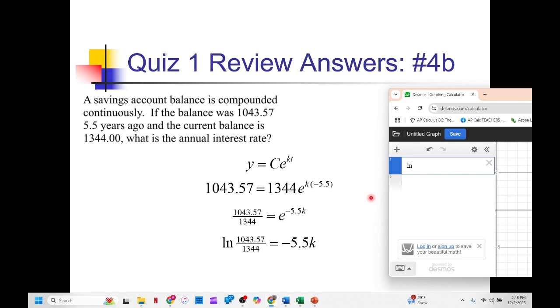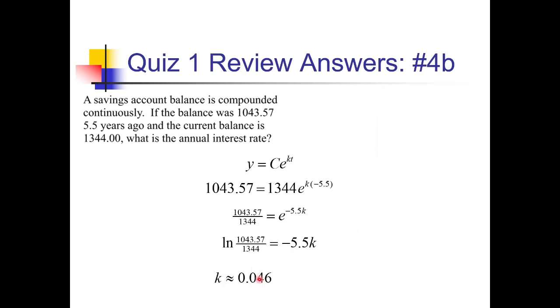So I've got ln, I'll do a parentheses here, 1043.57 divided by 1344, close the parentheses, press divide again, and we've got negative 5.5 down there, and that's going to come out to 0.046, which if we express that as an annual interest rate, that's going to be, just move the decimal, 4.6%.